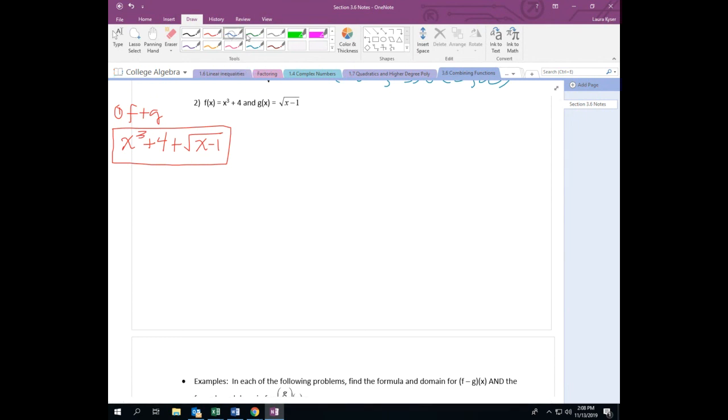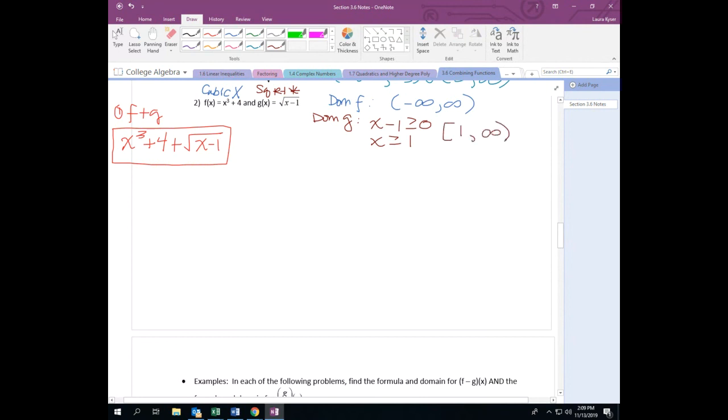For the domain, we want to begin with the domain of each one individually. So the f of x function is a cubic, and a cubic is not one of the ones that has an issue, which means that the domain of f is negative infinity to infinity. The second one is a square root function, and the square root function is one of the ones that we had that had an issue. So to figure out what the issue is, we have to take the radicand, x minus 1, and force it to be greater than or equal to 0. Then we're going to solve this basic linear inequality by adding 1 over, and we get x has to be greater than or equal to 1, which means that the domain is square bracket 1 to infinity. So there's the two individuals.